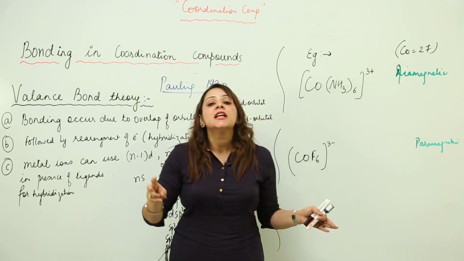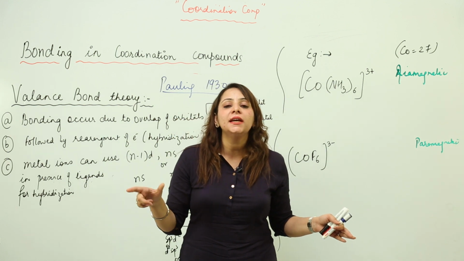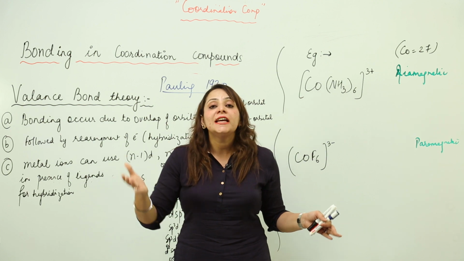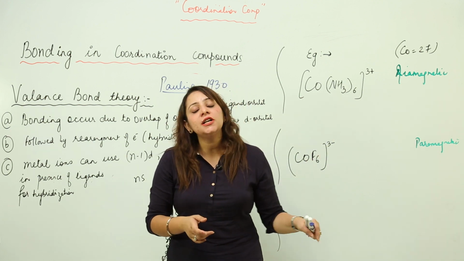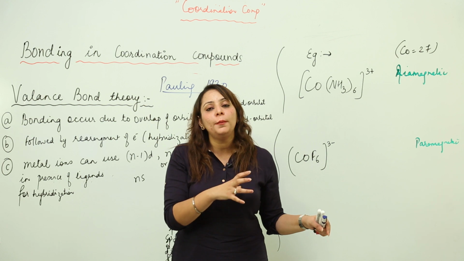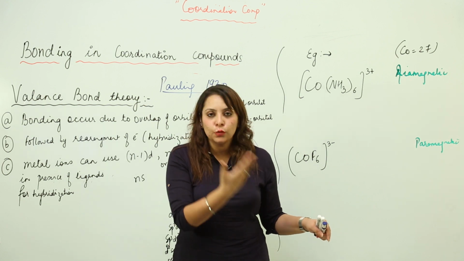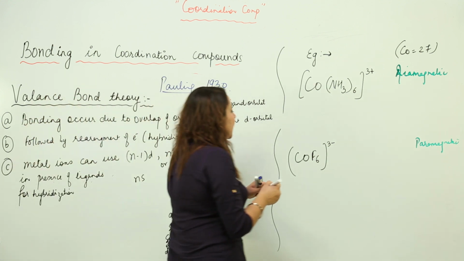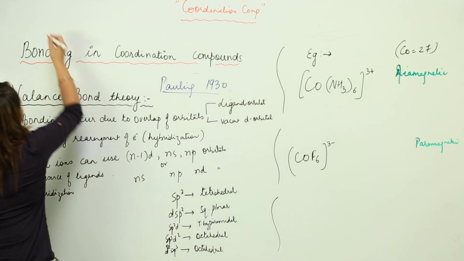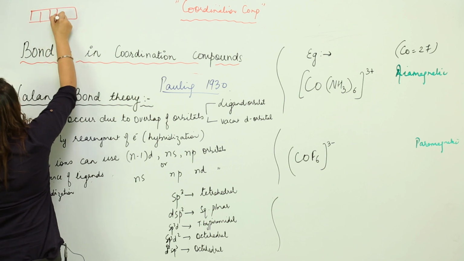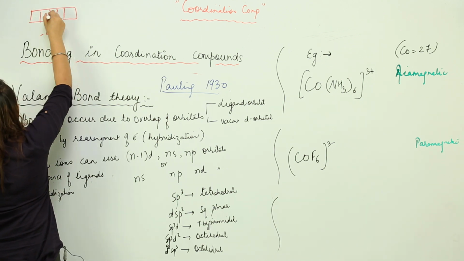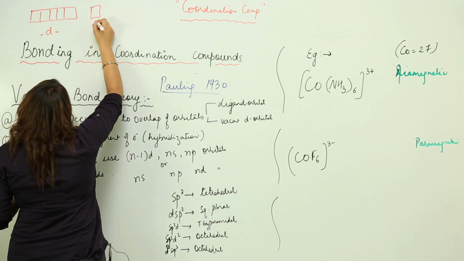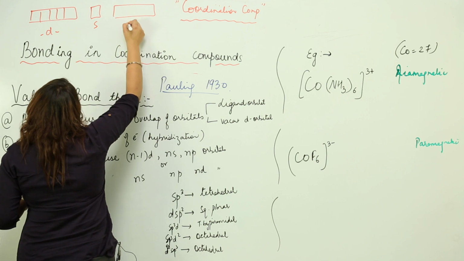In an inner orbital complex, the vacant d orbital which the metal makes available to the ligand is the penultimate one, and in the outer orbital complex the d orbital made available to the ligand is the outer one. I will tell you with an example, then we will look at the points. Suppose this is my d orbital, 1, 2, 3, 4, 5. We know that in the d subshell there are 5 orbitals. This is my s and this is my p.